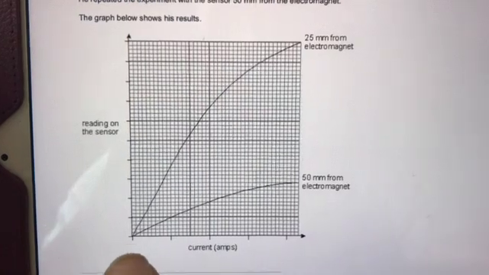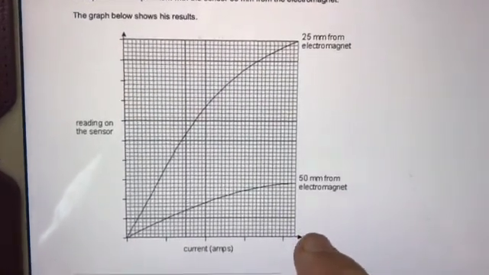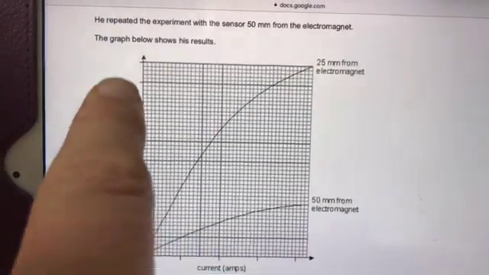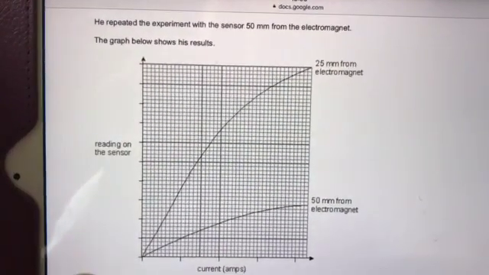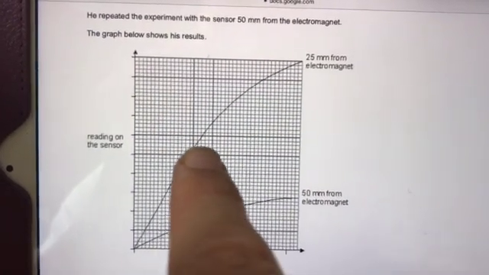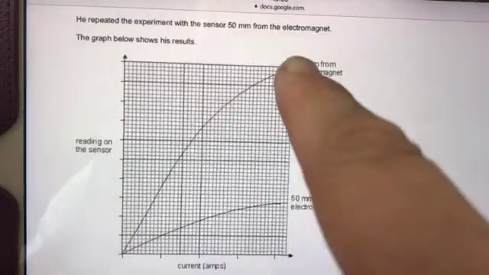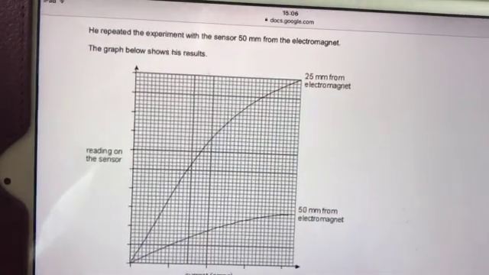So we're doing an experiment where we're changing the amount of current and seeing how strong the reading is on the sensor. That's kind of a measure of how strong the magnet is. So up here, the magnet's really strong, down here, the magnet's really weak. And you can see on both of these lines, if we have more current, the magnet gets stronger. It increases the strength of the magnet.